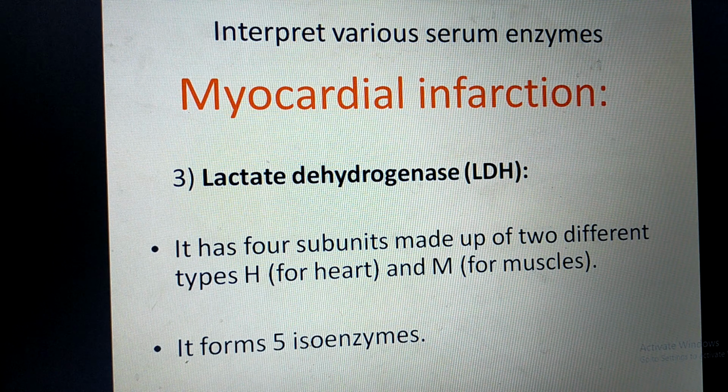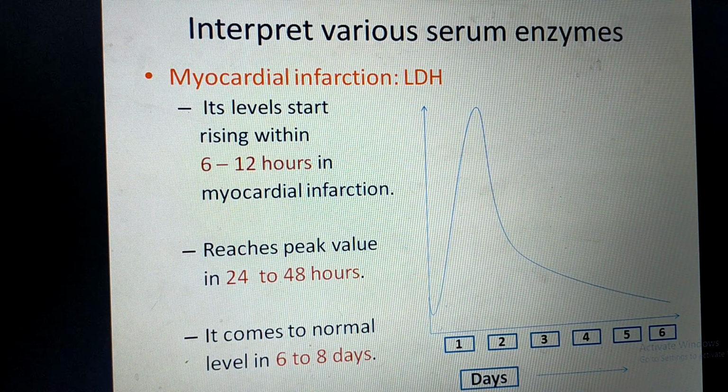It forms 5 isoenzymes. The level of LDH starts rising within 6 to 12 hours of myocardial infarction, achieves the peak value in 24 to 48 hours and comes to normal in 6 to 8 days. So again this graph shows the pattern of LDH in myocardial infarction.